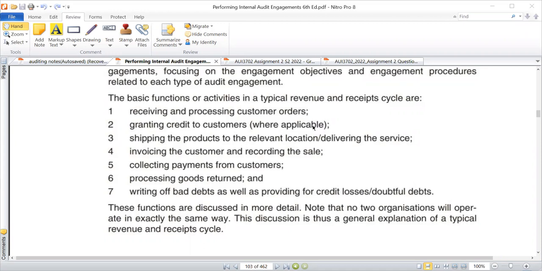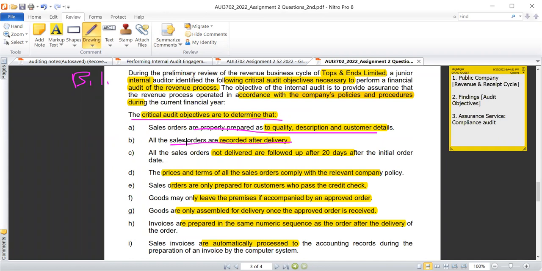But okay, so quite frankly, what I can tell you from there is the fact that number four, which is the fourth function in the revenue and receipt cycle, is actually what relates to that audit objective. Because look at this, recording the sale, invoicing the customer, and what else? Recording the sale. So it's actually stage number four in the revenue and receipt cycle, which tallies with this audit objective. Because notice what is happening. All the sales orders, they are what?